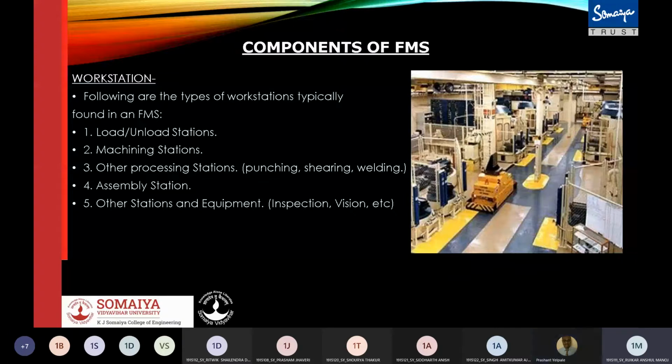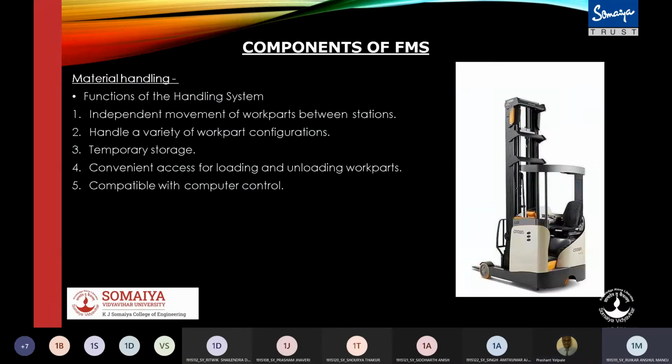The first component of an FMS is the workstation. The types of workstation are load unload station, machining station, processing stations for punching, shearing, welding, etc., assembly stations, and other stations if necessary, such as inspection and vision. Now Ritvik will take over from here.